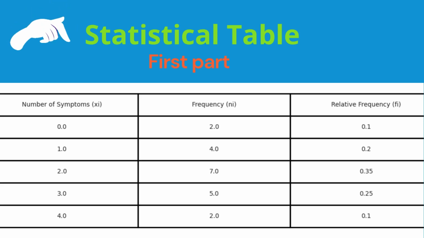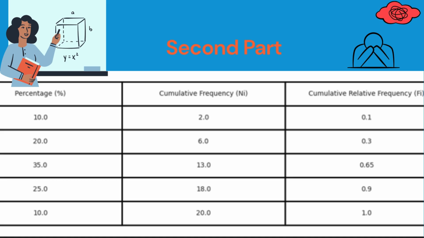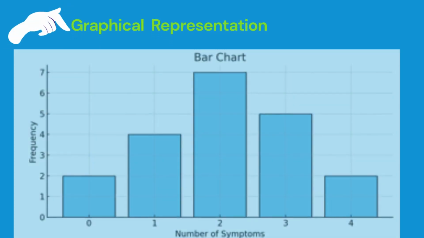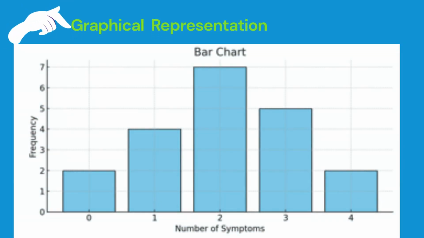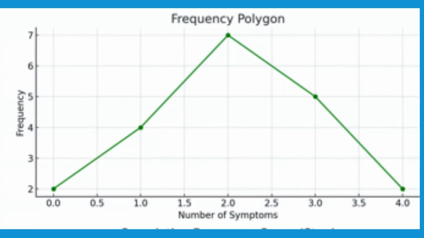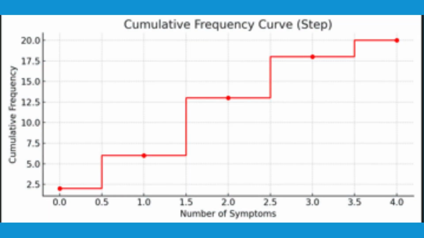As you can see here, the table is quite large, so I have had to split it into two parts. Honestly, you might even enjoy the calculations. It's more fun than it looks. And for the graphical representation, we typically use a bar chart, a frequency polygon, and a cumulative curve. You might notice that the cumulative curve looks like a staircase. That's why it's sometimes called a step graph.